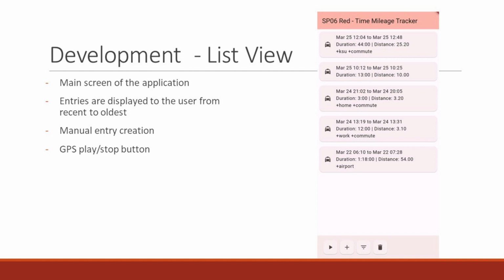We made the list view centralized around a list builder widget. This widget takes the length of the list to be displayed and the value of each list entry, in our case the trip entries. The list view is the main interface the user interacts with. From here the user can start and stop GPS enabled entries, add manual entries, add new named locations to the named location list, and filter the global list. Users can also access the settings page from here.